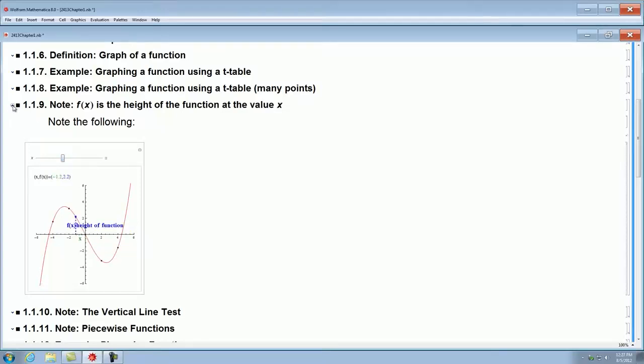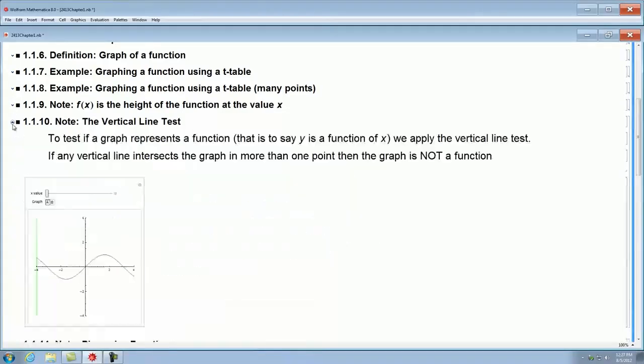Okay, next, the vertical line test. To test if a graph represents a function, that is to say y is a function of x, we apply the vertical line test. Basically, the vertical line test says if any vertical line intersects the graph in more than one point, then the graph is not a function. As you look at this blue graph here, it's actually a sine wave.